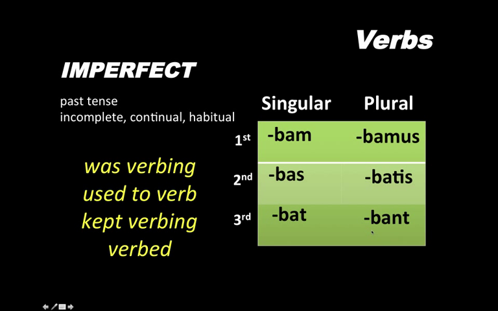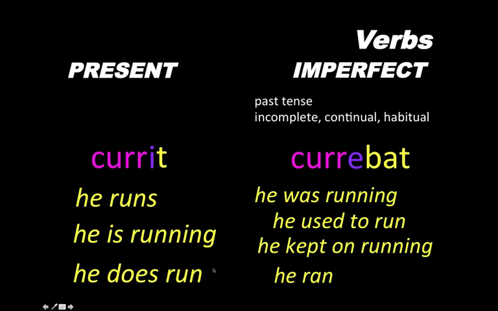If you take a look, it really is the same as what we saw for the present, except we're adding in the letters BA. Here we've replaced the M for O, so bam. We have the S, T, mus, tis, nt. We're just adding the BA in front of it. And this BA is going to help us to identify the imperfect tense.